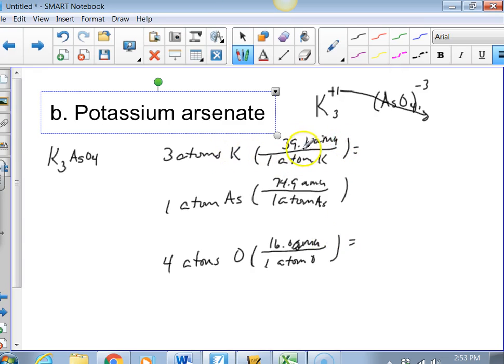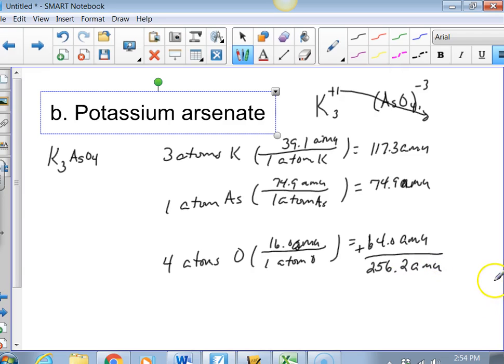So this is 3 times 39.1 is 117.3 AMU. 1 times 74.9 is just 74.9 AMU, and 4 times 16 would be 64 AMU. Find the sum of those three values: 256.2 AMUs total. Final answer.